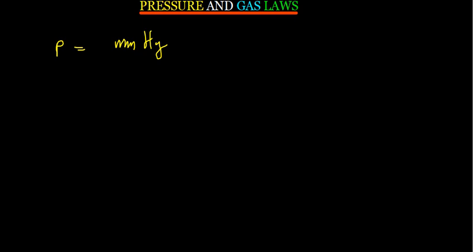Now a millimeter of mercury is a unit that is equal to a torr. A torr is another unit for pressure. So what we're able to see is that 1 millimeter of mercury is equal to 1 torr. Now we also have a related unit for pressure, which is called the standard atmosphere, ATM. That's another unit for pressure.